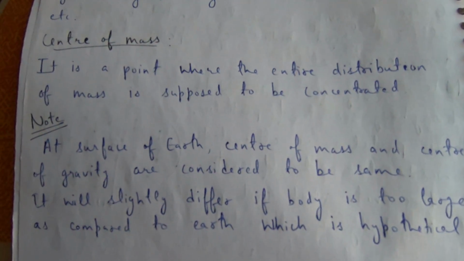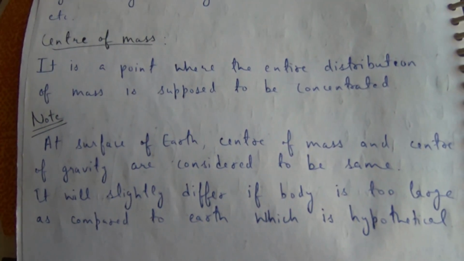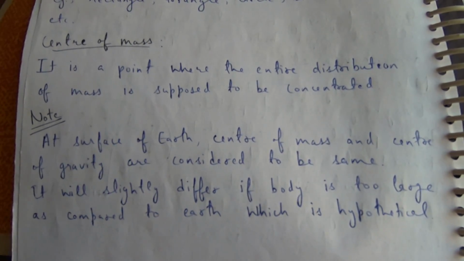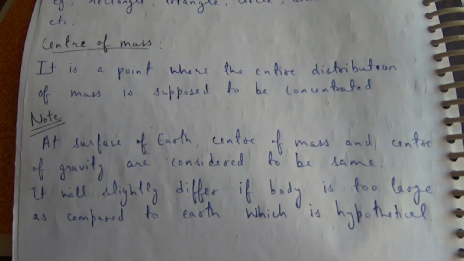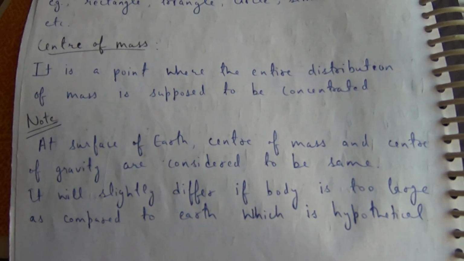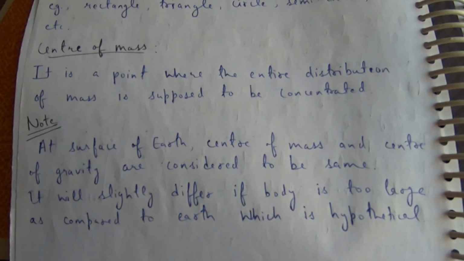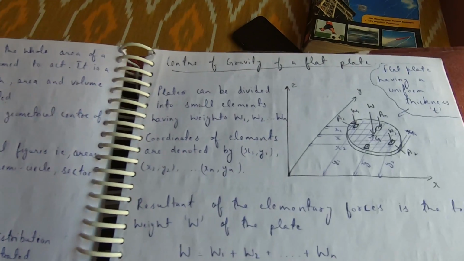Center of mass. It is the point where the entire distribution of mass is supposed to be concentrated. Note: at the surface of Earth, center of mass and center of gravity are considered to be the same. It will slightly differ if the body is too large as compared to Earth, which is hypothetical.